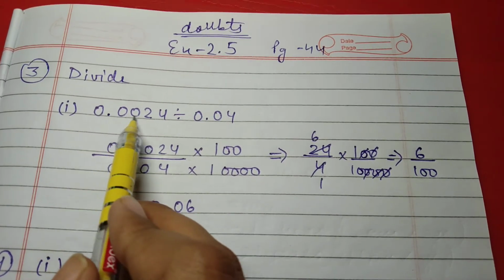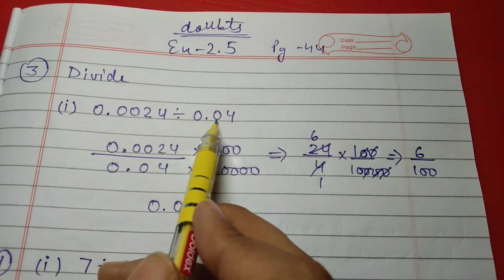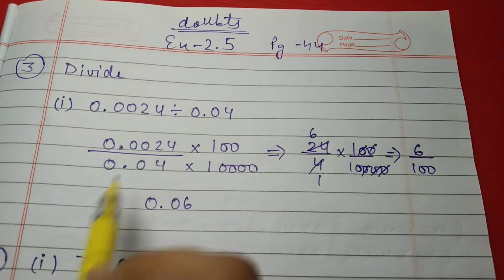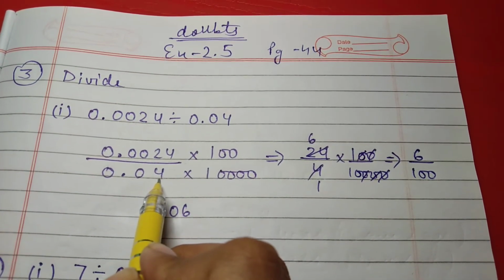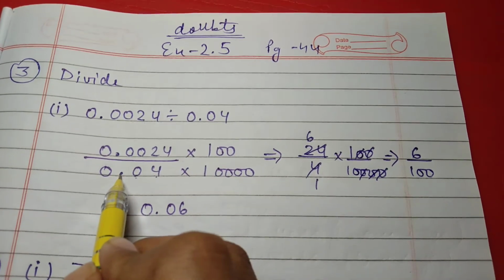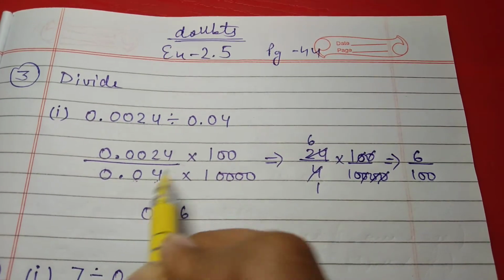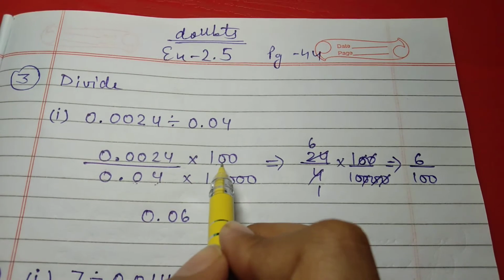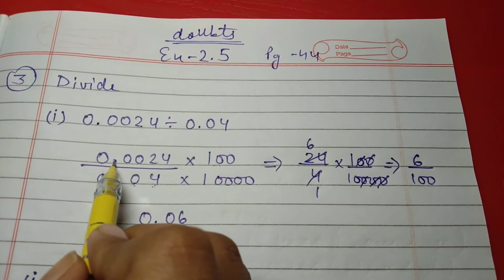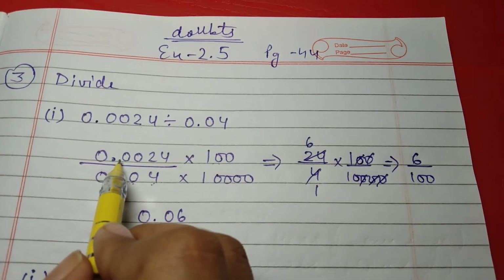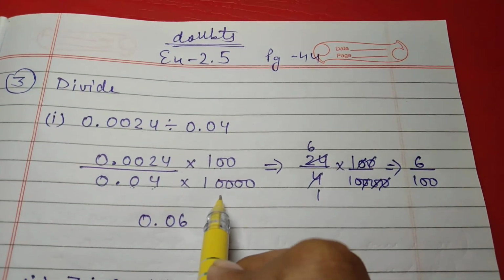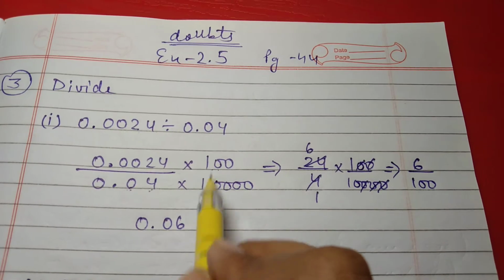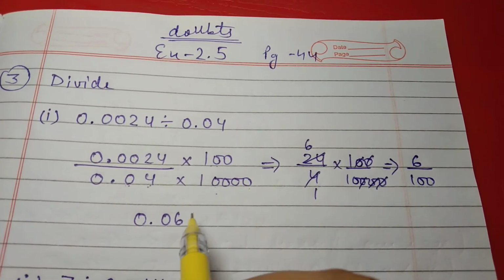This is 0.0024 divided by 0.04. Simply you have to write this in fraction form. Then you have to count the zeros below the fraction, that is 2. After the point there are only 2 digits, so I'll place 100 here because it has 2 zeros. Above, there are four digits after the decimal, 1 2 3 4, so I put a multiplication by 10,000, which has 4 zeros.